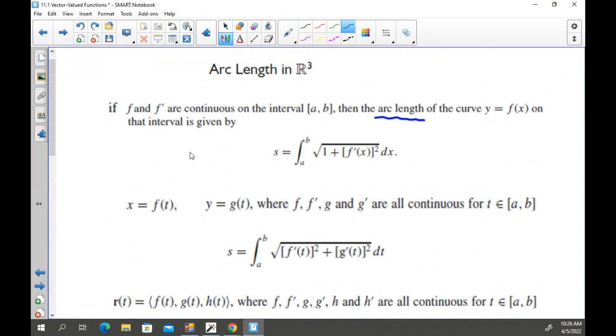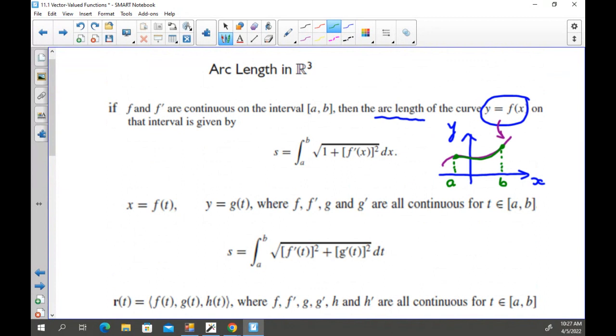So let me just explain what this is. Suppose you have a function y equal f of x that you graph in 2 dimensions like this, x, y. Let's say its graph is something like this, y equal f of x. And you want to know the length of this curve from x equal a to x equal b. How long is this curve, how many centimeters in this curve.